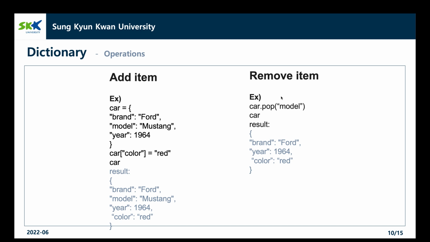As explained briefly on the previous page, dictionary can easily add the desired key and value, and through the pop function, the item of the corresponding key value can be removed from the dictionary.